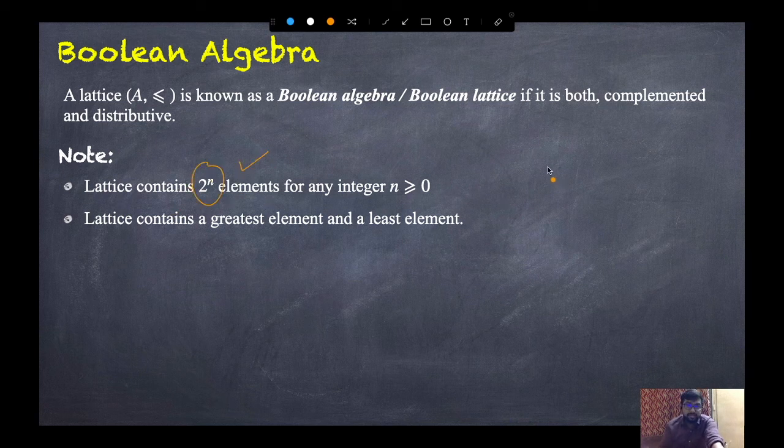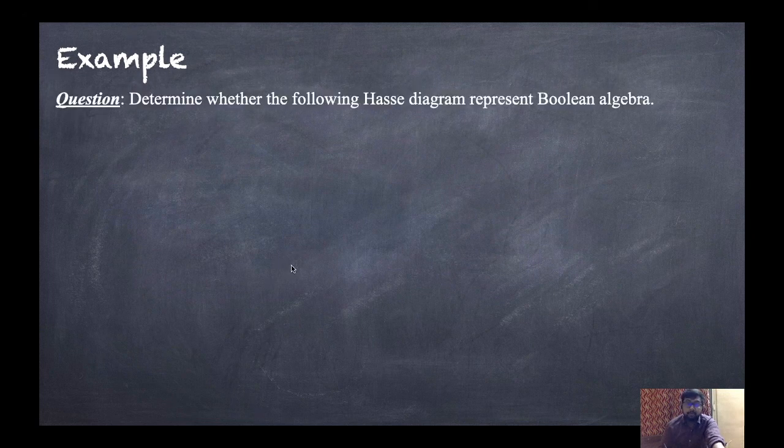So whatever the Hasse diagram will be, it should contain 2 raised to n elements, and obviously n is greater than or equals to 0. Now a lattice contains a greatest element and a least element. Now let us discuss some more examples. Determine whether the following Hasse diagrams represent Boolean algebra.